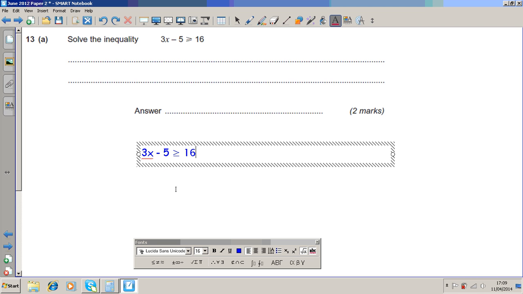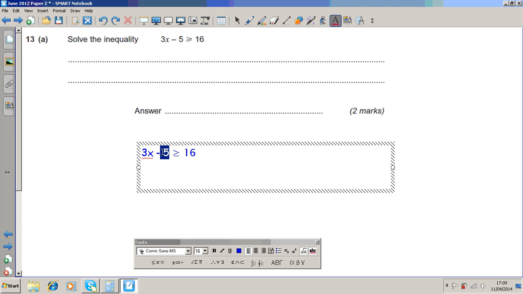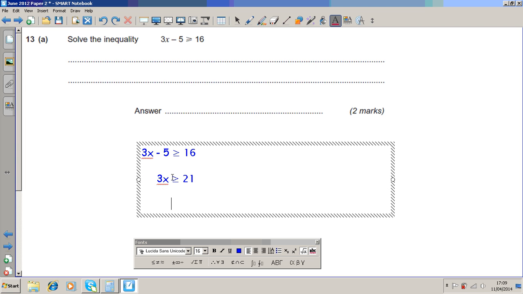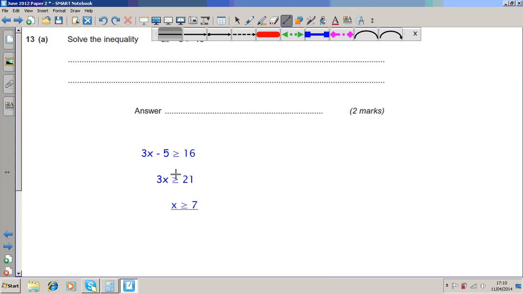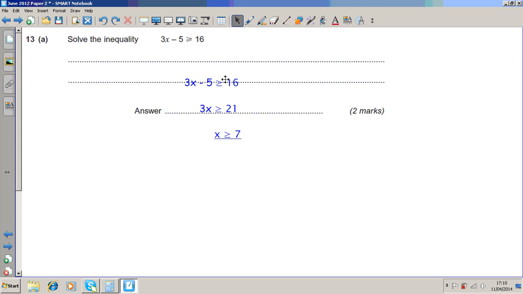Greater than 16. So I get rid of this by adding 5 to that side. Then I add 5 to the other side as well. I get 3x is greater than 21. And so x is greater than 7, by then dividing by 3. And there's your answer, x is greater than 7. So essentially just treat it like an equal sign and just make sure that your symbol stays the same all the way through it.